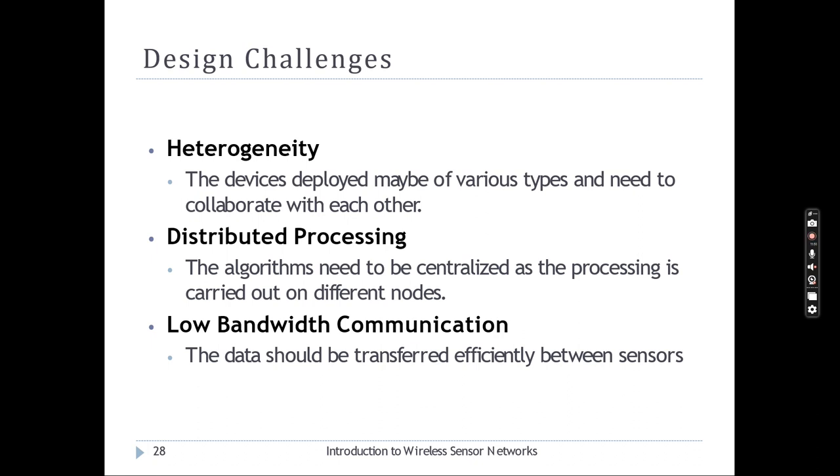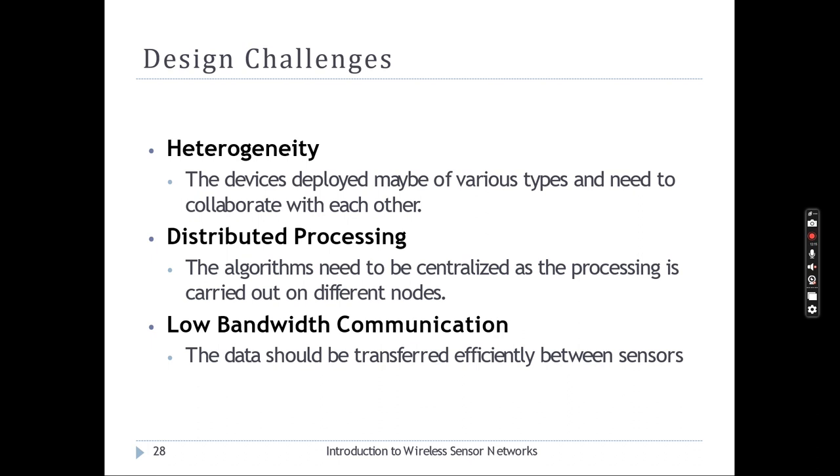However, even though they are heterogeneous, the devices have to work collaboratively with one another. The devices deployed may be of various types and need to collaborate with each other. So this is what they call heterogeneity. It should support heterogeneity of the devices and should support interoperability. Next, distributed processing.